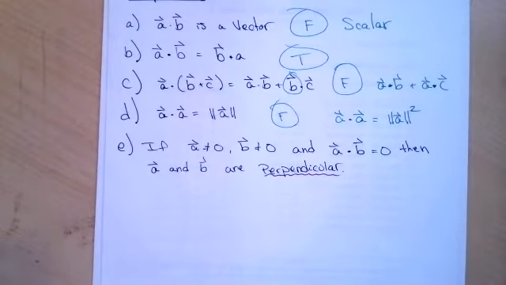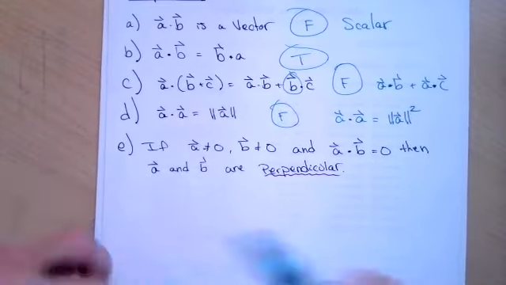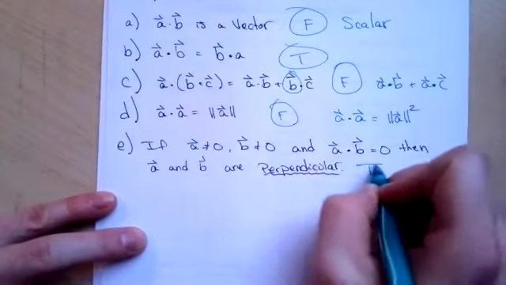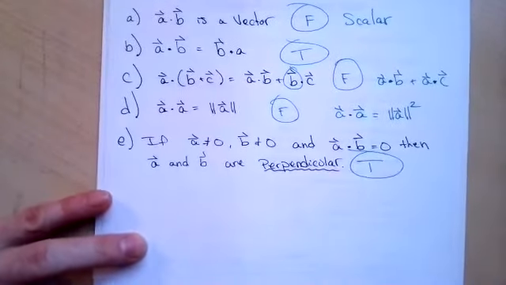It means cosine of theta has to be equal to 0. In other words, theta has to be equal to pi over 2 or 3 pi over 2, depending on how you're looking at it. So pi over 2 is a right angle, meaning they are perpendicular. So this is true. So new terminology.